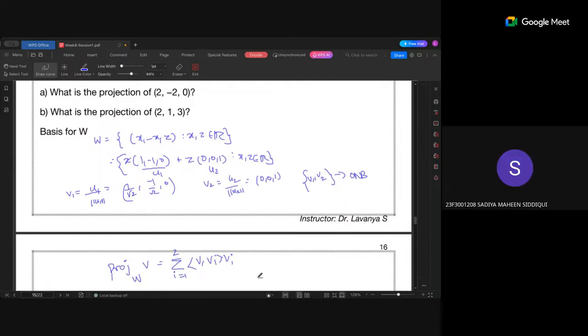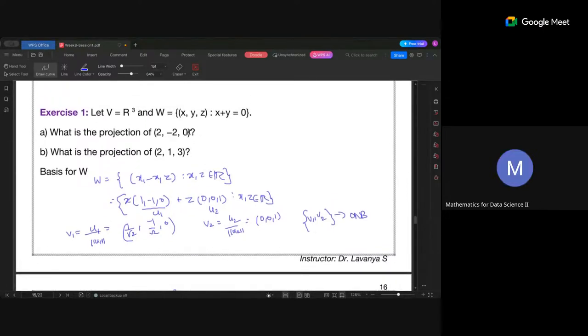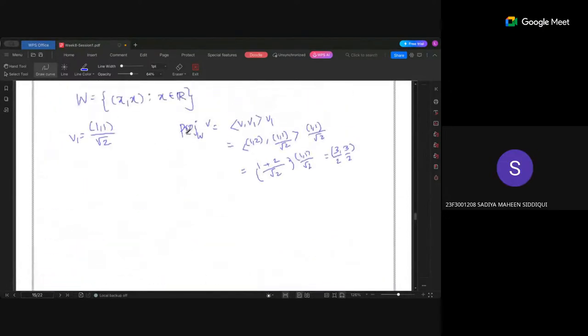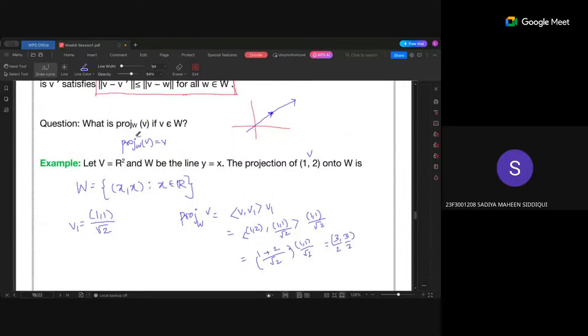Ma'am, actually, in the question before this, the projection question, I didn't understand why the projection is equal to V. The above one? This one? Yeah, what is the projection of V with respect to W? See, first of all, projection takes any vector, the projection of V onto W.